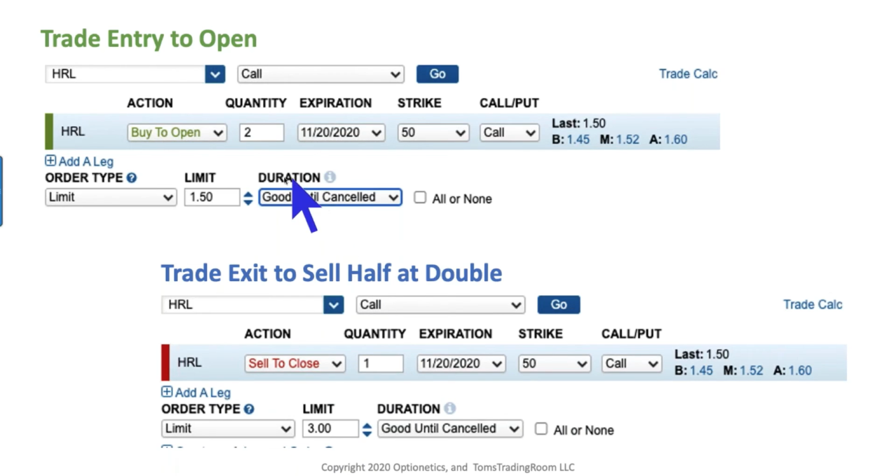So if I'm paying $1.50 for 2 of them, and I sell one of them for 3, I'm basically taking my risk off the table. That's what that is. Okay.